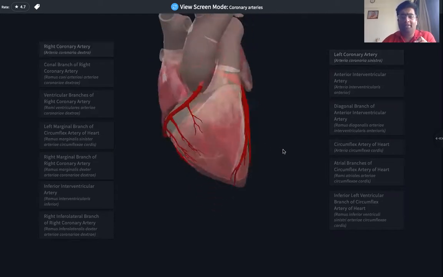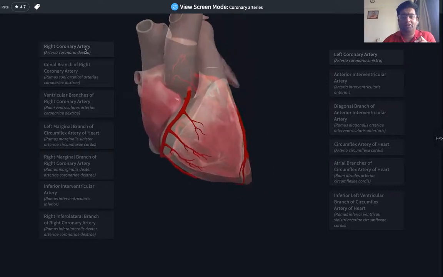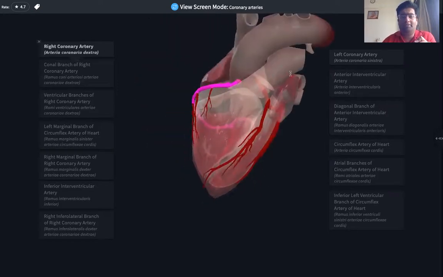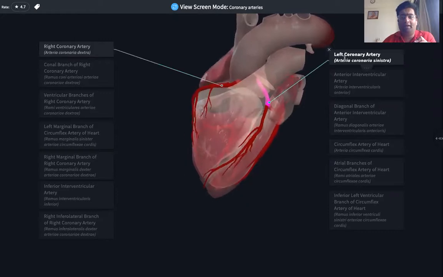So what you see highlighted here in pink currently is the right coronary artery. And I'll now just point towards the left coronary artery as well. And then these coronary arteries further go on branching and they distribute the oxygenated blood to every region of the heart.